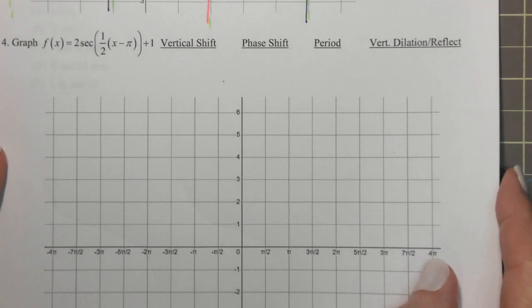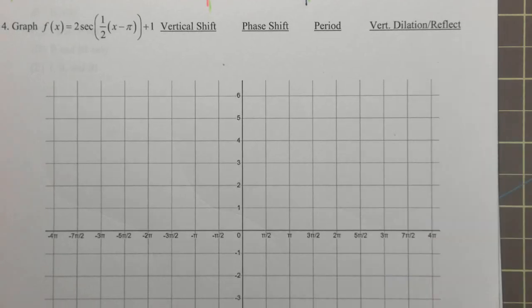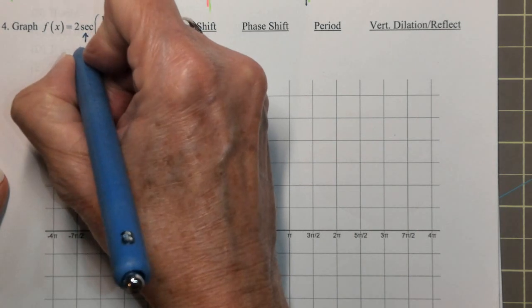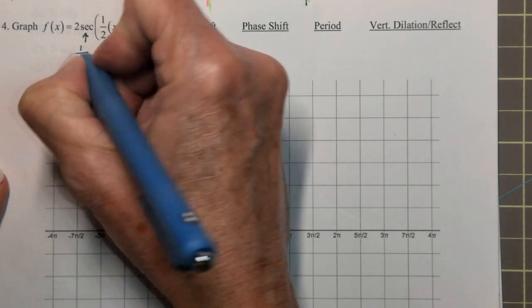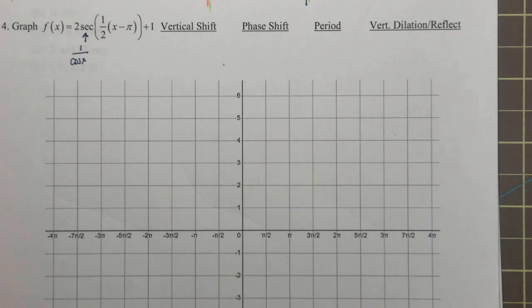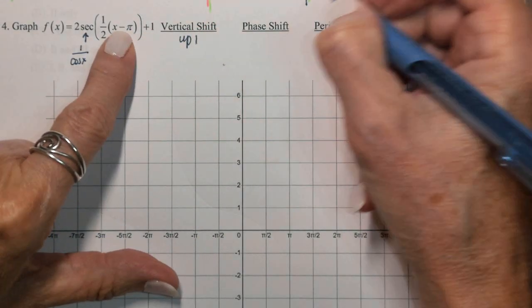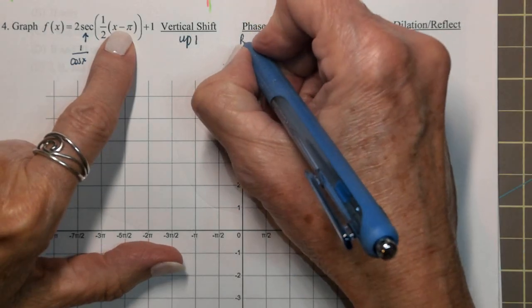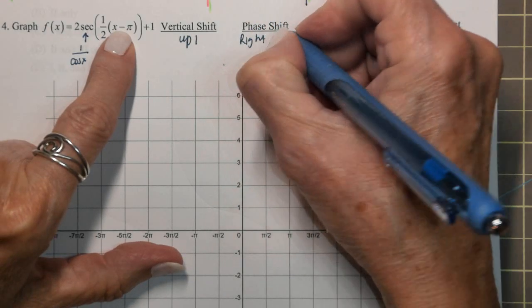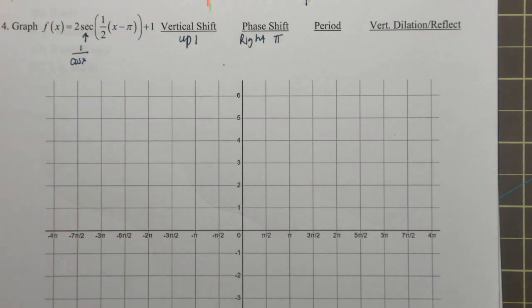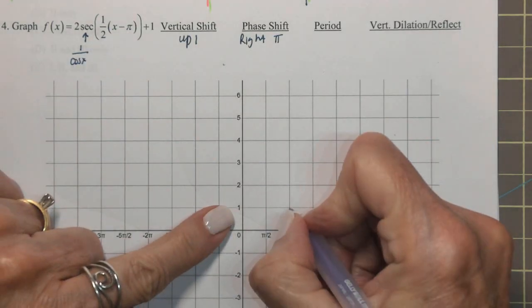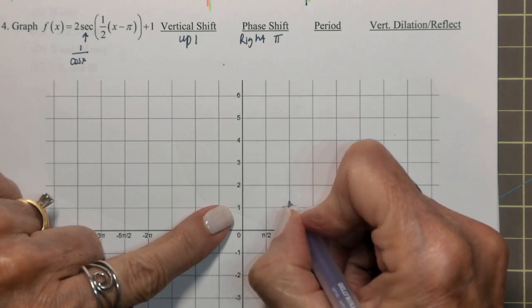Let's do a secant graph. Well, to do a secant graph, remember we always start by doing cosine, because secant is 1 over cosine. So I'm going to first draw cosine, and that's going to help me draw this. Okay, so let's do our shifts and everything. Vertical shift is up 1. Horizontal shift is right pi. So I'm going to use those to get my new origin. Up 1, right pi is my new origin.